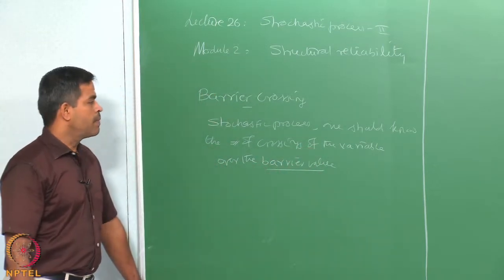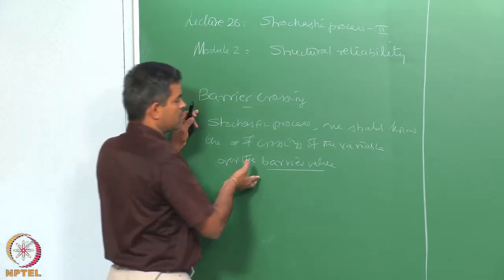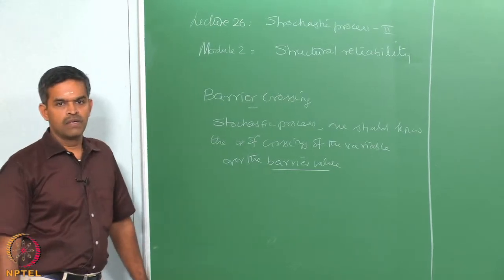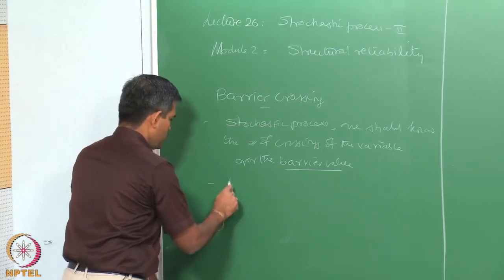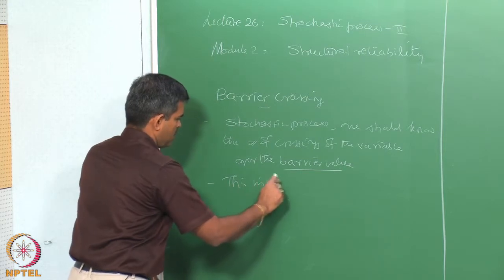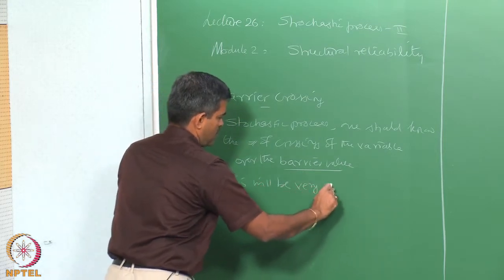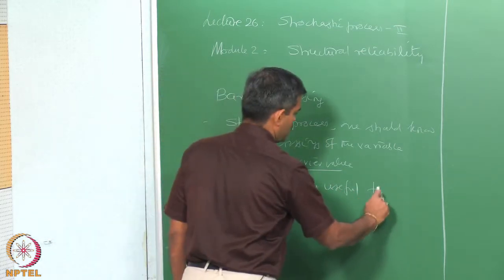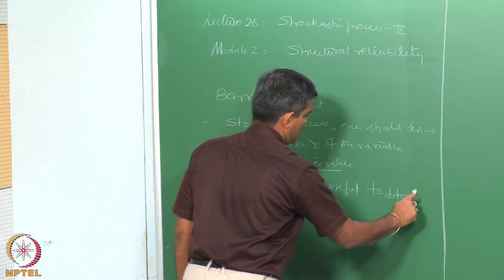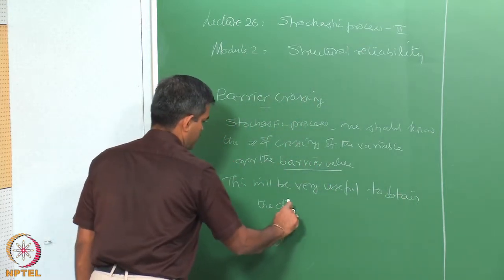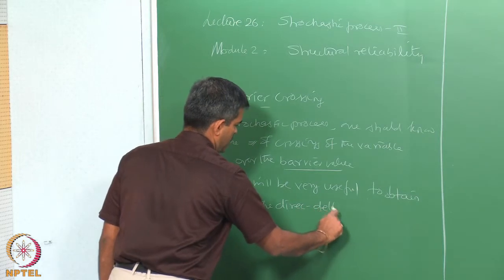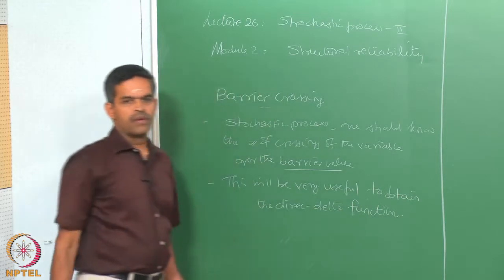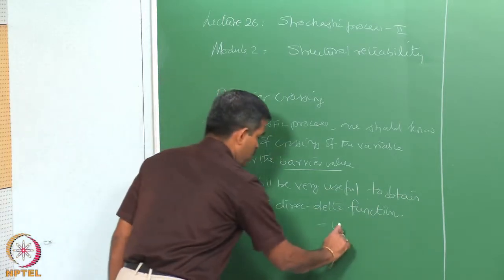Now, interestingly, the extension of this is essentially applied to what we call fatigue reliability. So, this is very useful to obtain the direct delta function, which can now be done indirectly.